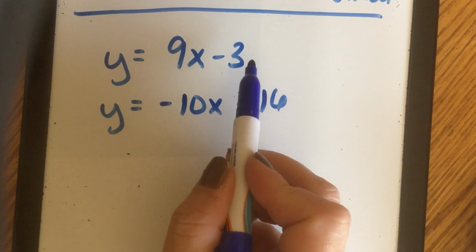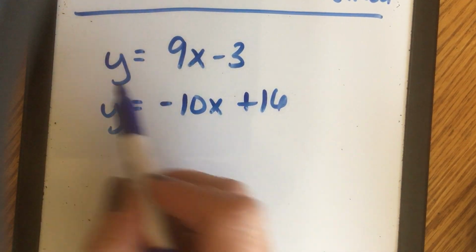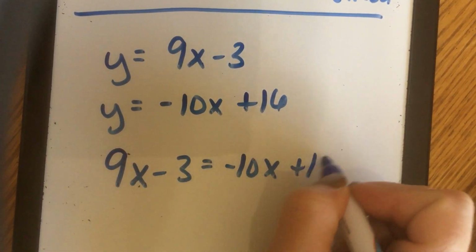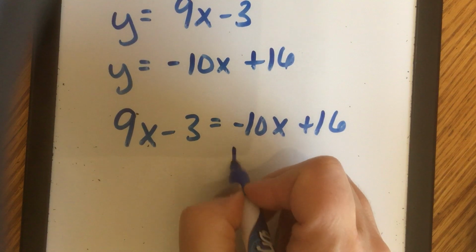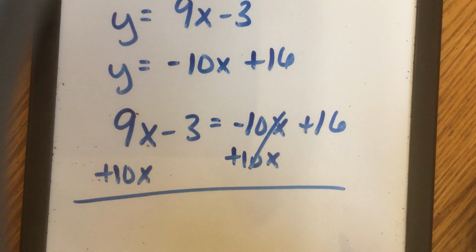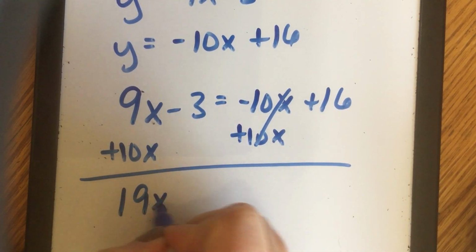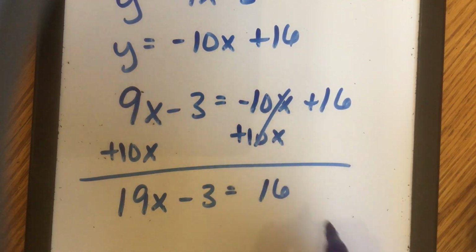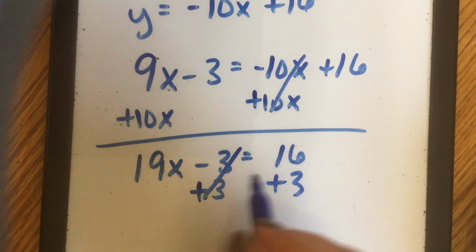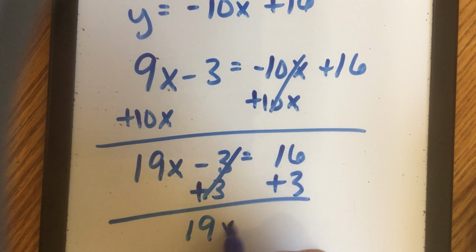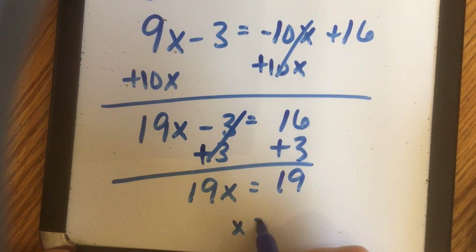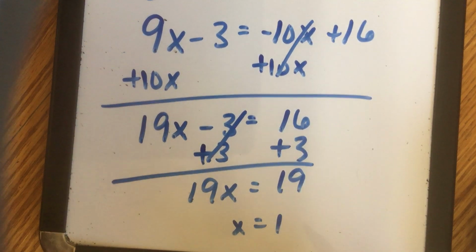So if I have 9x minus 3 and negative 10x plus 16 both equal to y, then I can just set them equal to each other. And so now I'm going to take this negative 10x and add a positive 10x to both sides. So that's gone, that's 0. This becomes 19x minus 3 equals 16. And now I need to get rid of the minus 3, so I'm going to add 3 to both sides. So this becomes 19x on the left, and then it becomes 19 on the right. So when I divide by 19, I get x equals 1. 19 divided by 19 is 1.